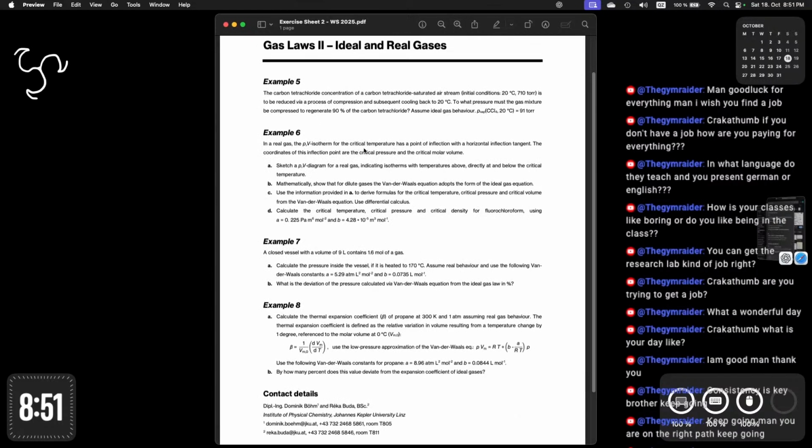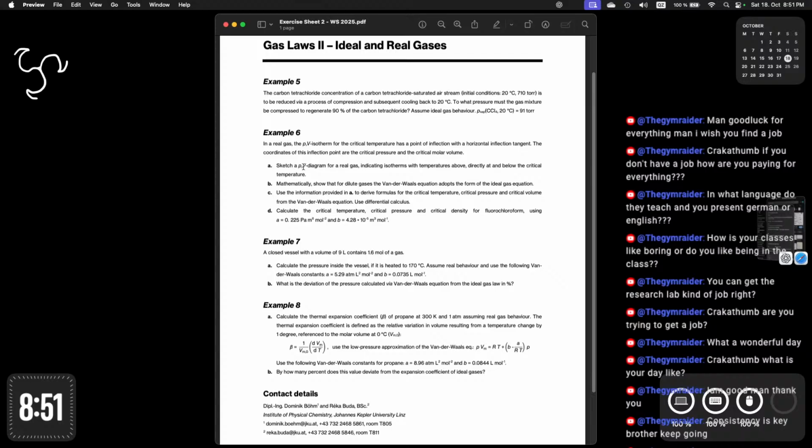Real gas PV isotherm. The horizontal inflection tangent. The coordinates of this inflection point are the critical pressure and volume. Okay, I understood that. For real gas, indicating isotherms with temperatures above, directly at, and below critical. What temperatures are we talking?